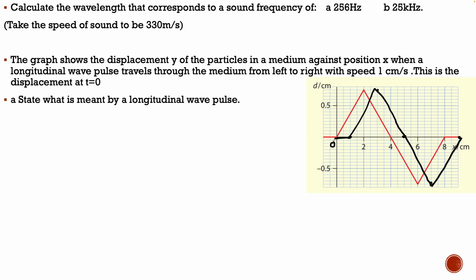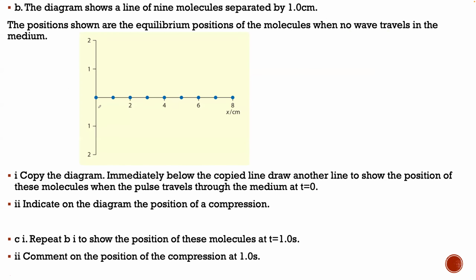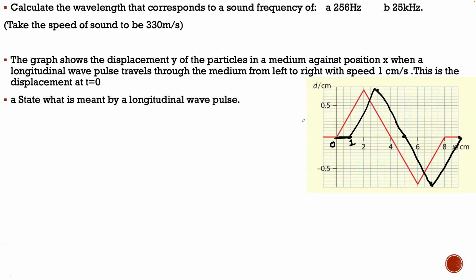From 0 until particle 1, the particles have 0 displacement. So let me draw. 0 goes nowhere. Particle 1 also goes nowhere. But why? Because look at it, it was a straight line here. So when the wave is going to the right, the straight line will also be moved to the right. Particles from 0 to 1 have 0 displacement, which means they are going nowhere.